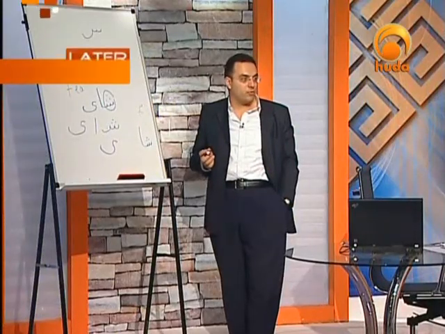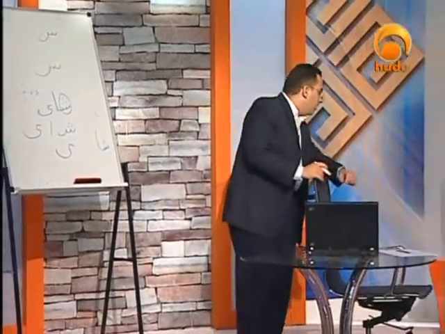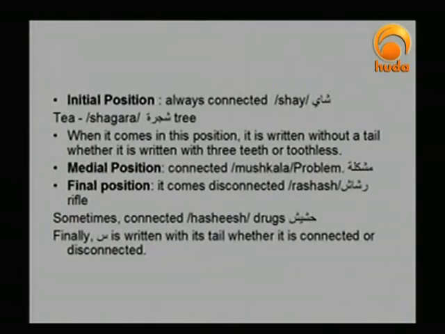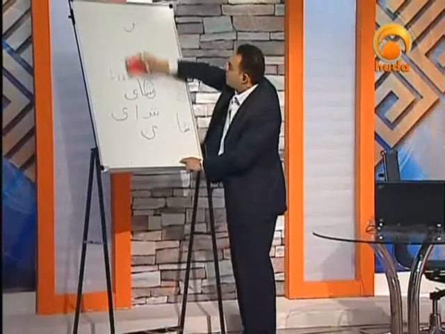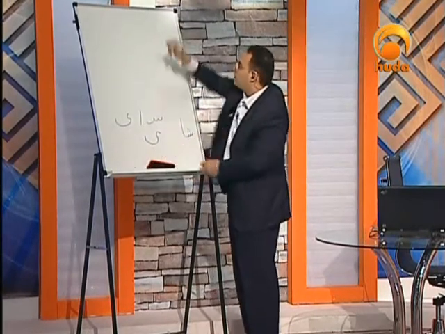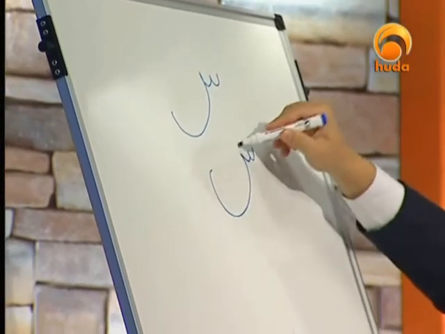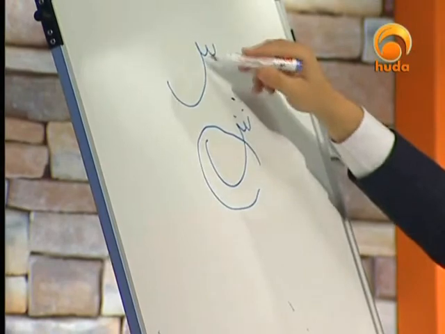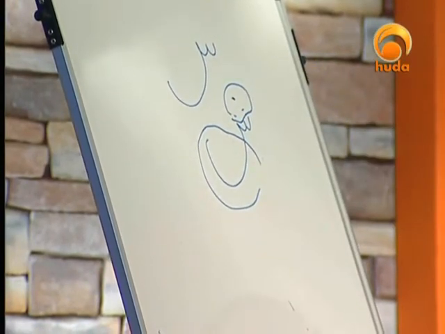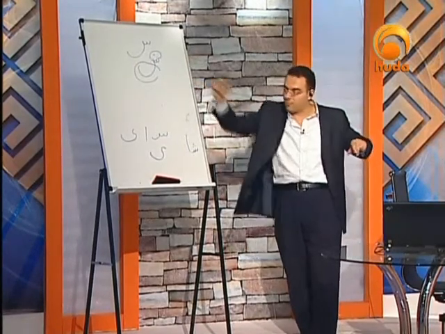Can you see that? No. It doesn't make any sense to write the word in this form. So here is the bottom line. When it comes in this position, it's written without a tail, whether it's written with three teeth or toothless. As we used to have here for Sa, most of the time coming with a tail, and Sha also coming with a tail, the only difference is in the dots. Sa and Sha, when they come in initial position, we don't have any tail here.